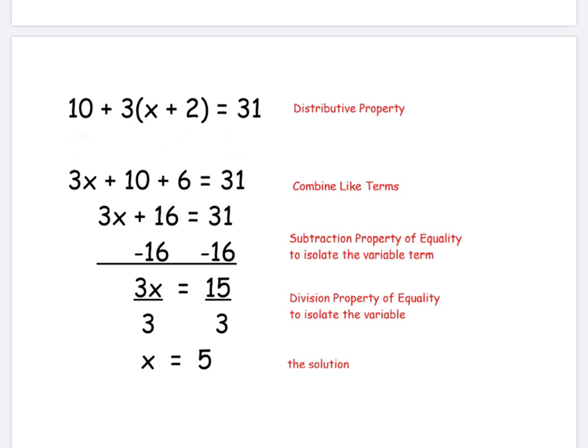And then the last thing we did was we divided both sides by 3, so that would be the division property of equality, and again we did it so we could isolate the variable, and x equals 5 was our solution.